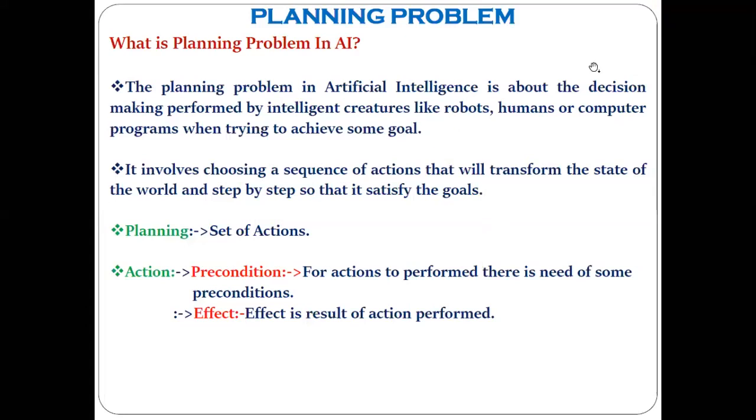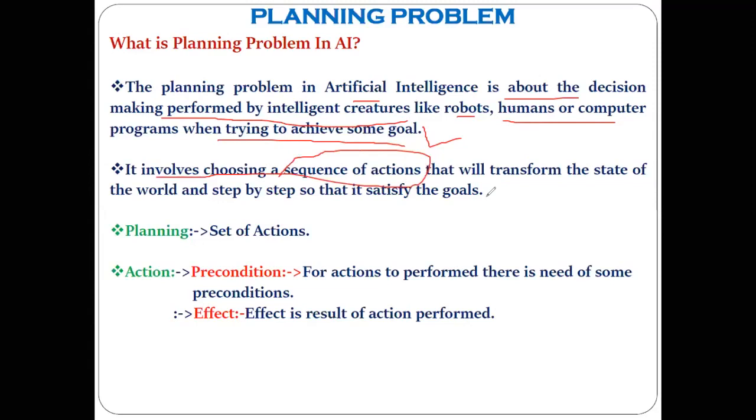Now last time also we have discussed the planning problem in artificial intelligence. It is nothing but the decision making performed by a particular intelligent system or intelligent creature like the robot, human or the computer program, when we are trying to achieve some goal. Also we have discussed in another way, it involves choosing a sequence of actions, and that sequence of actions will transform our initial state into the goal state, so the AI agent will try to reach from the initial state to the goal state and satisfy the goals.